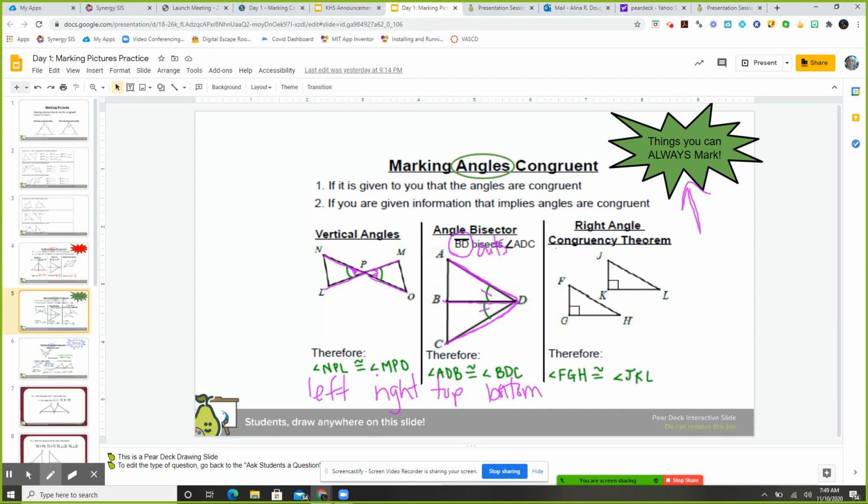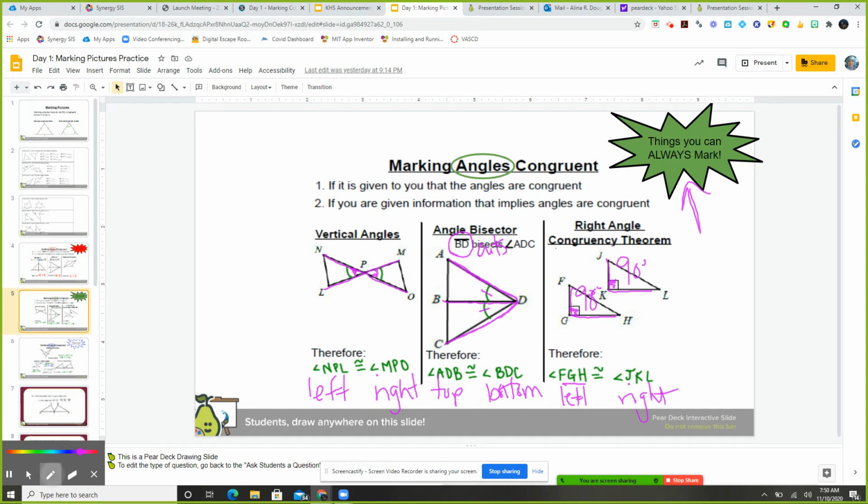The last one is another one that kind of seems dumb to even say, but right angles are always congruent. So right angles always are 90 degrees, so they're always congruent. Angle FGH, the one on the left, is congruent to JKL, the one on the right, because they are both right angles. And every single time, right angles are going to be congruent.